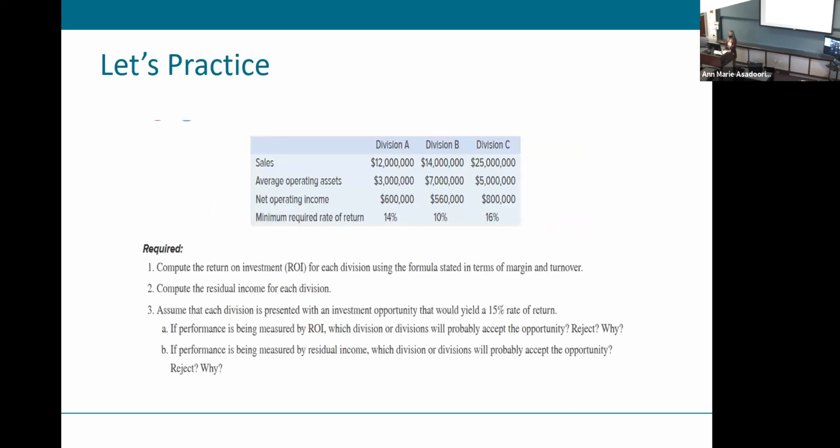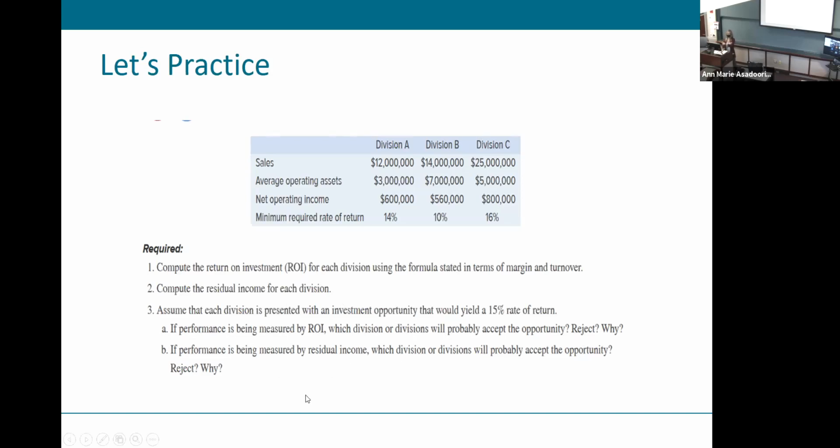So here again, I'm asking you to calculate the return on investment for each of the 3 divisions and calculate the residual income. This time, I'm not going to have you do all the numbers because I know you've just practiced it. So instead, we're going to make it a theory question. So I'll show you the results of ROI and residual income. And then here's the question that I'm asking.